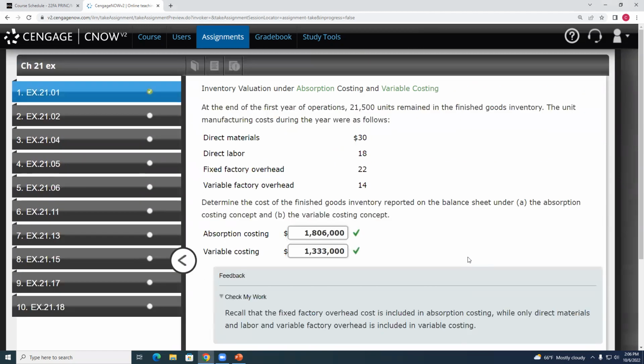So any questions at this point about the difference between absorption and variable costing? So we'll keep going.